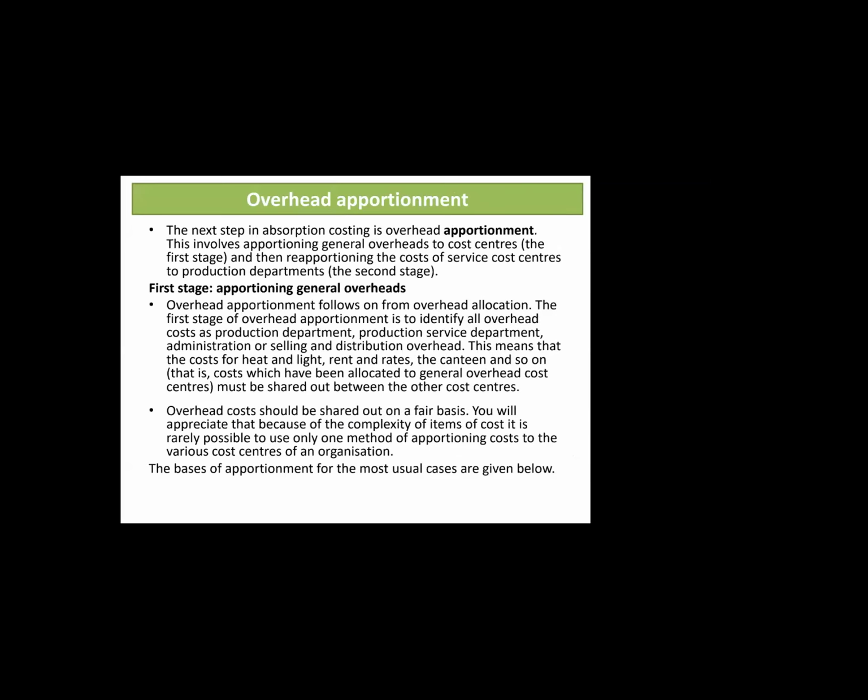The second stage is overhead apportionment. This involves apportioning general overhead to cost centers in the first stage, and then reapportioning the cost of service cost centers to production departments. That is, in apportionment, first of all we allocate all expenditure to the divisions that are related to it.